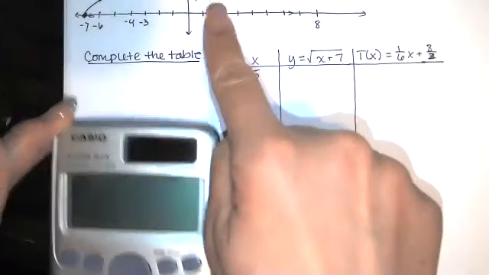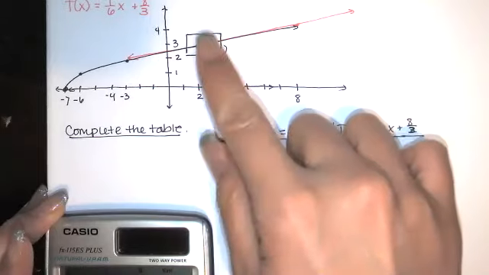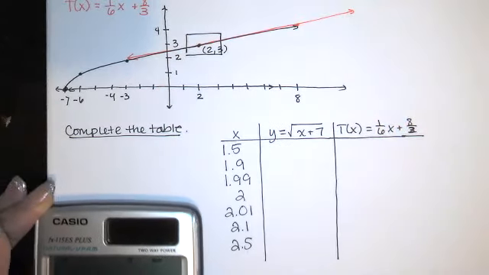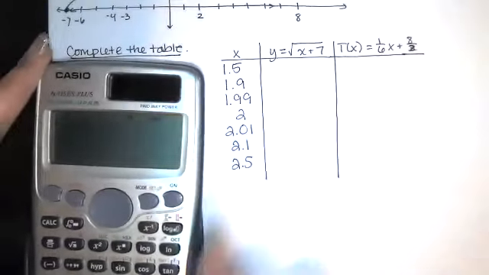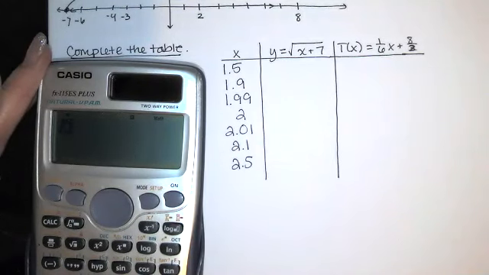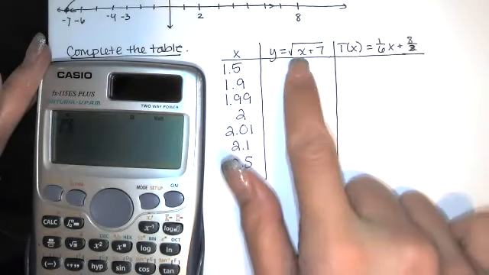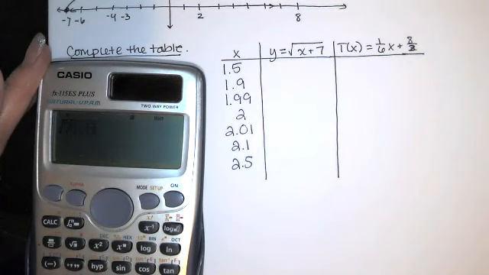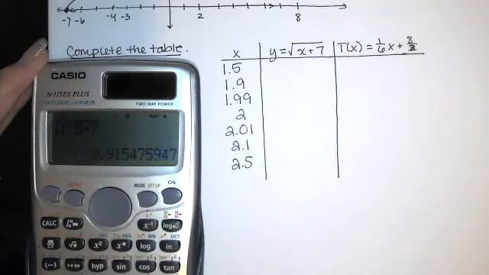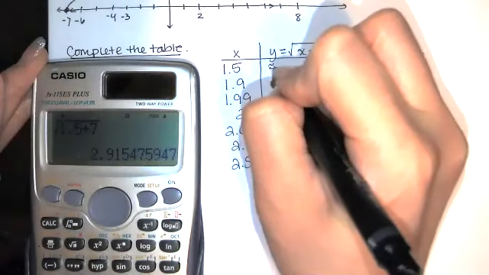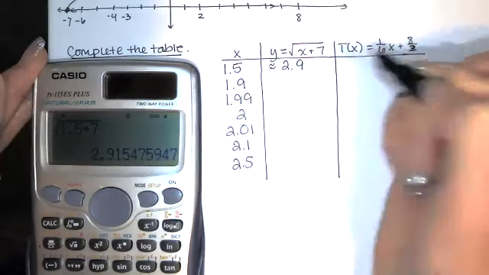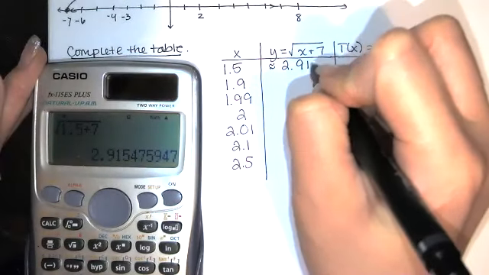But the whole idea is just to show you that the y values on the graph of the function and the y values on the tangent line are very similar. So I'll just use numerical approximations. I've got the square root of x plus 7, so square root of 1.5 plus 7. I'm not getting exact answers, so I'll use decimal approximations. Let's round out to 3 decimal places. We get 2.195.